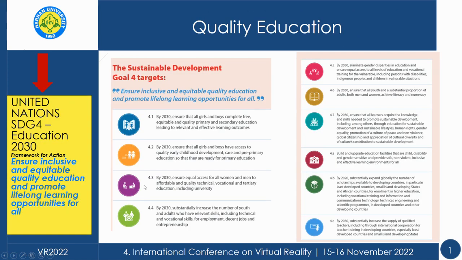Now, the ultimate goal of education is quality education, right? And the Sustainable Development Goal of the United Nations, the fourth one, is to ensure inclusive and equitable quality education and promote lifelong learning opportunities for all. So, this is really the ultimate goal that we have.